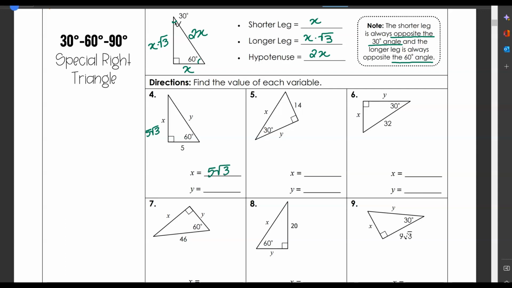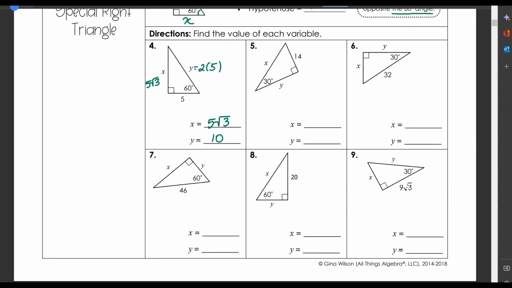And my y value is going to be 2 times 5. So that's going to give me a 10. Okay. All right, and so let's take a look at another one here. Let's go ahead and do this last one just because it looks a little pixelated over here.